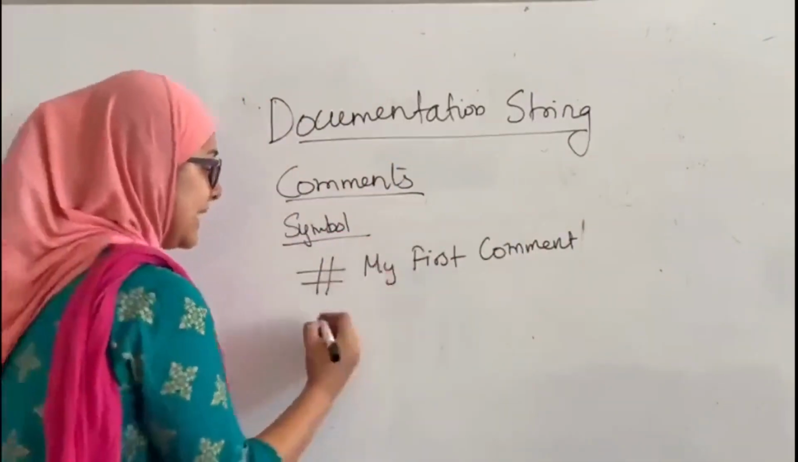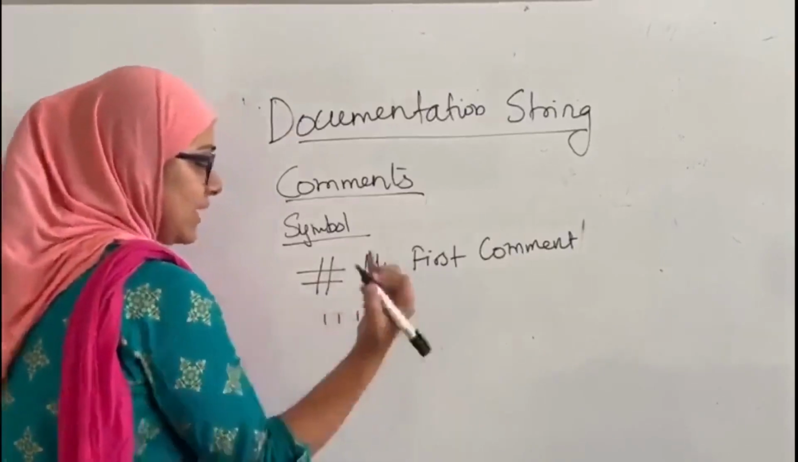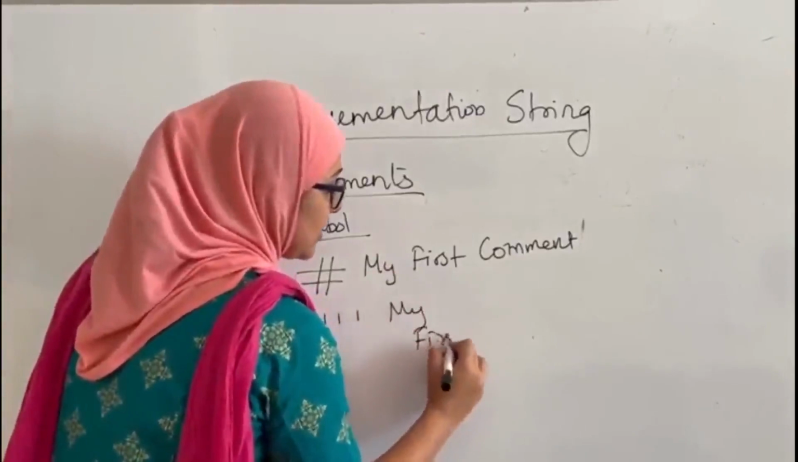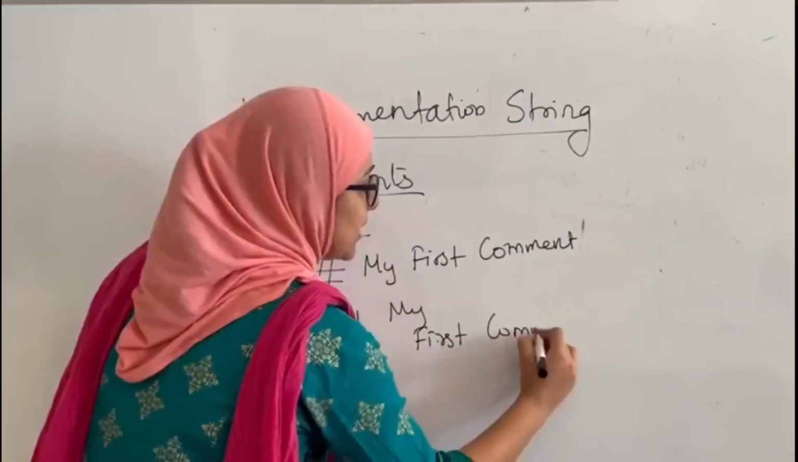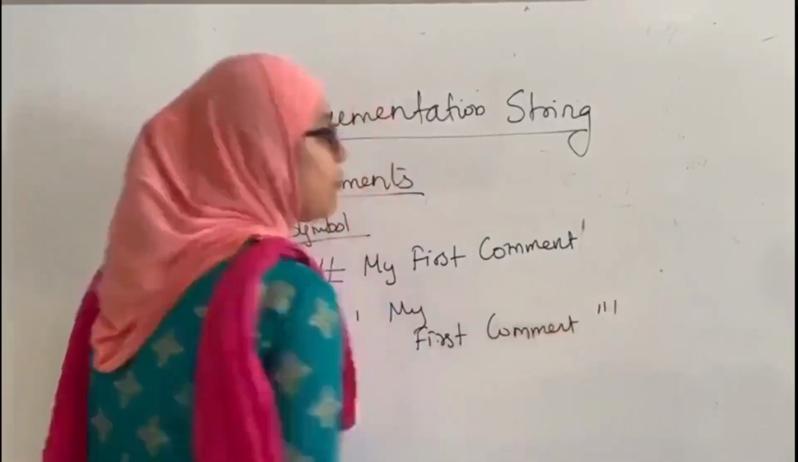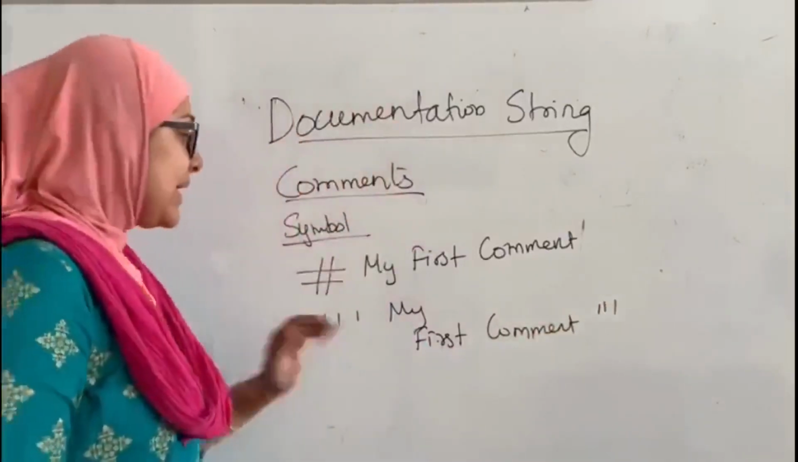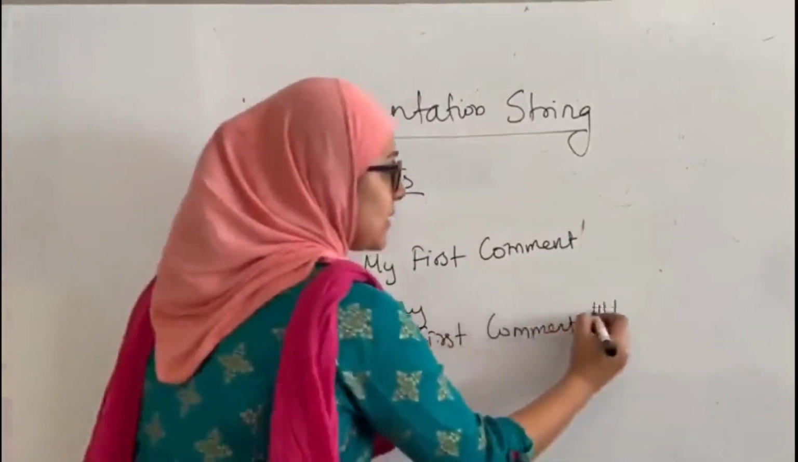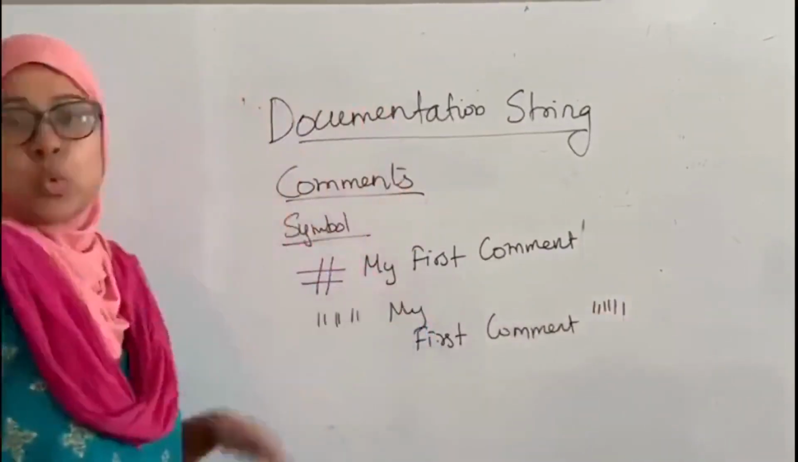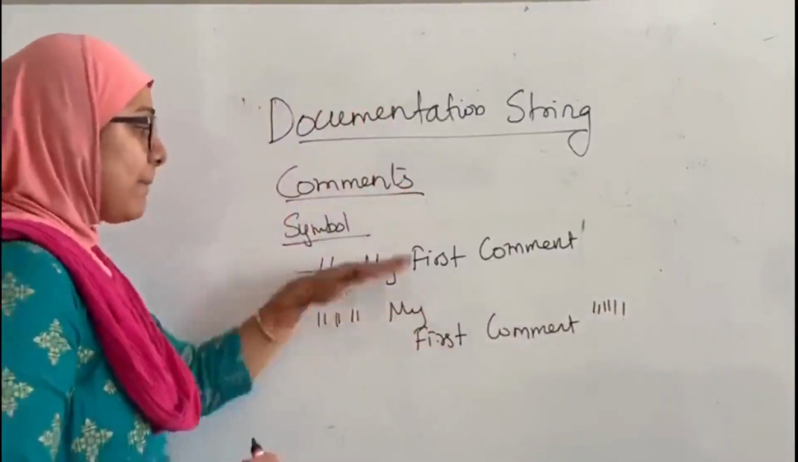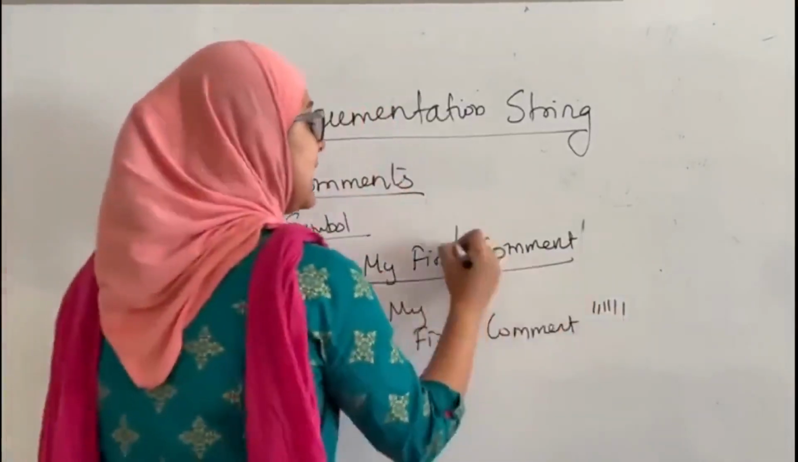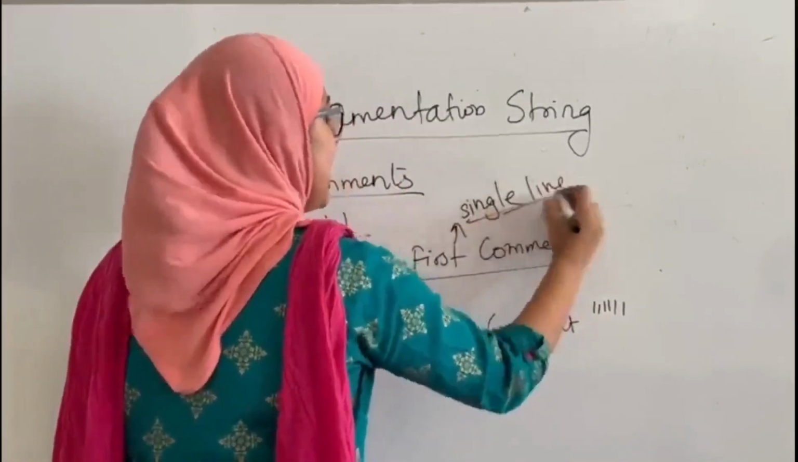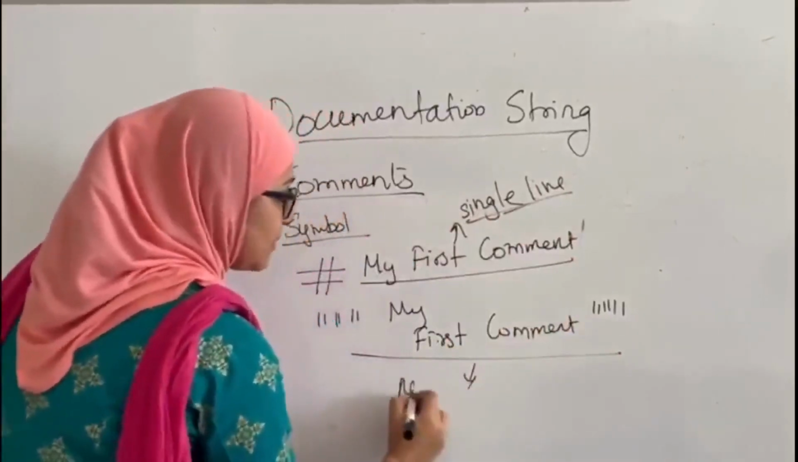If you have multi-line comments, what you can write is triple single quotes, "my first comment". So you can have multi-line comments. Multi-line comments can also be done with triple quotes. Some compilers support this. Triple double quotes are also used for multi-line comments. So this is a single line comment, and we can have single line comments and multi-line comments.